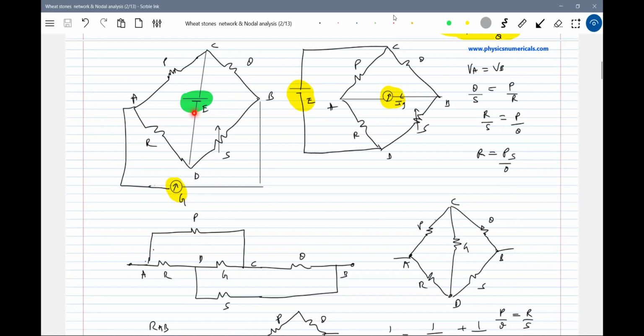So if the bridge is balanced, you can interchange the position of the cell, or you can redraw the circuit here. You can redraw the circuit, and we'll get the condition like this, where the galvanometer is connected between A and B. I'm just redrawing, you see that one. When I redraw the circuit, it will come like this. Even here you can apply the same condition, Q by P equal to R by S.